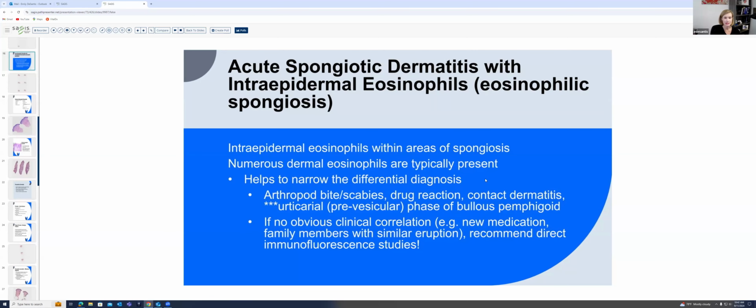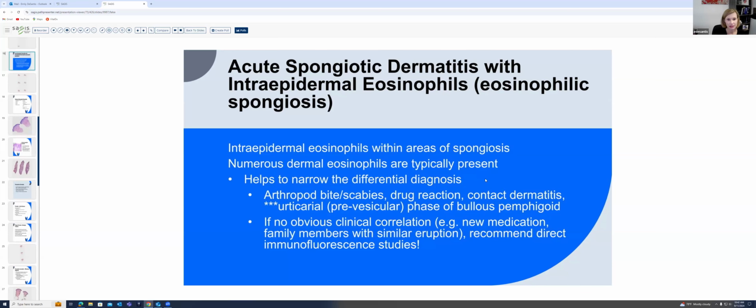So commonly, we see this in arthropod reactions, including scabies infestations. We can see this in drug reactions, contact dermatitis, and importantly, eosinophilic spongiosis is also one of the hallmarks of the pre-vesicular or pre-bullous stage of bullous pemphigoid. So if there's no obvious clinical correlation, the patient doesn't have any new medications, no family members have a similar eruption that would suggest a scabies infestation, we recommend direct immunofluorescence studies in these cases.